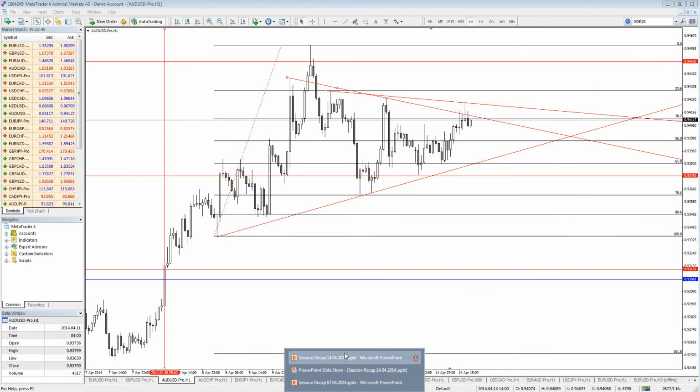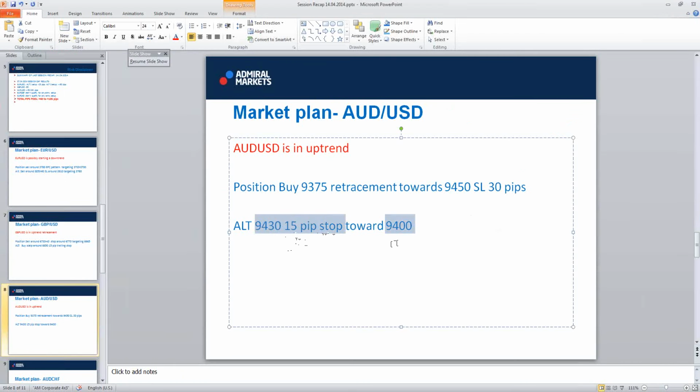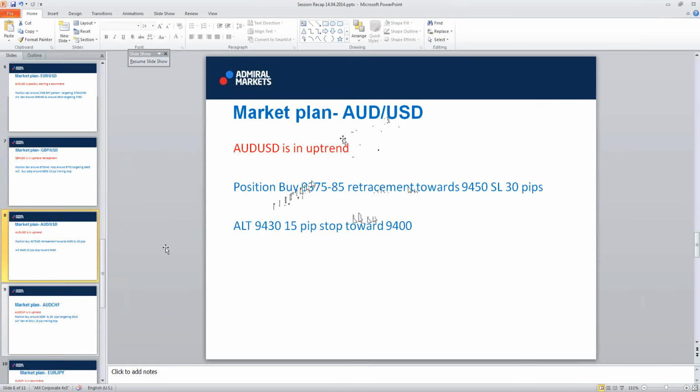This alternative setup should be treated as a scalp trade because it has a 15 pip stop loss. After 10 to 15 pips, you use a trailing stop or you close the trade. The primary setup is 75 to 85 if we happen to get it, and toward the target we need to see a retracement to this level, 94.50. I see this as an uptrend.